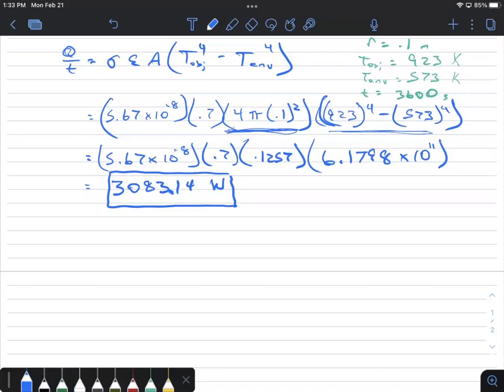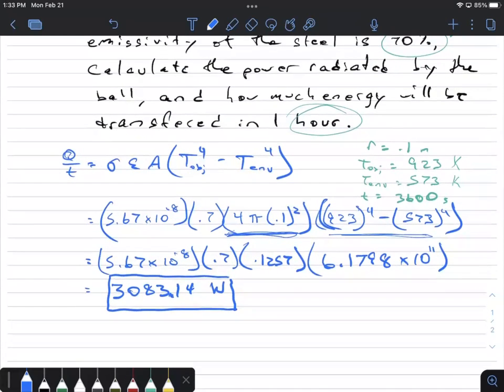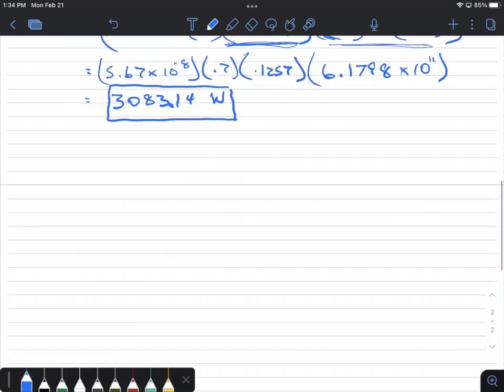Now, this is only part A. Of course, there's another part to this question if we remember. Part B says, how much energy will be transferred in 1 hour? Well, that's telling me the thing I'm looking for is energy, which is Q. And I'm going to look for Q given I know the time, 1 hour, T. So what I'm going to say is, look, we have Q over T. That is 3083.14. But I don't want Q over T, I just want Q. So I move the T over to the other side. And now I have an equation for Q.